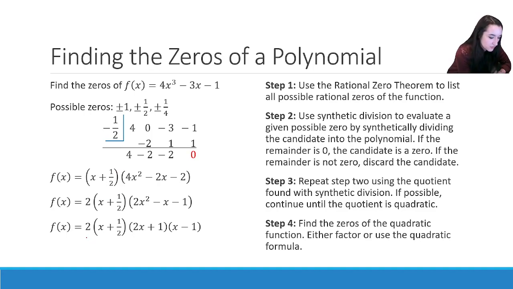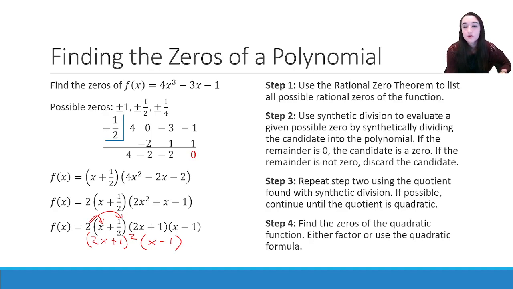I can also rewrite the entire thing as 2x plus 1 squared times x minus 1. There's a lot of ways we can write this depending on how we want to present it. So if I multiply the 2 into this one, I would get that, and then I wouldn't have any fractions left, so that's a lot nicer to look at.